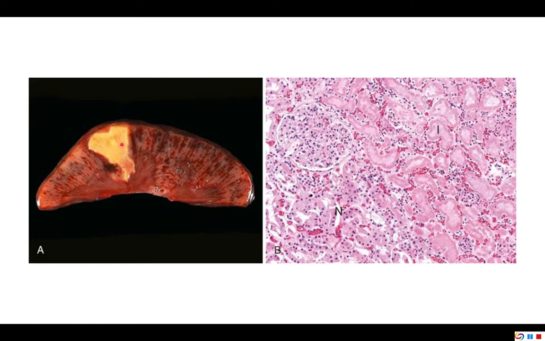Now, when you take a section of this and look at it histologically, you can still tell that this is kidney because you can see a glomerulus here. You can see some tubules, but it doesn't look really good, right?